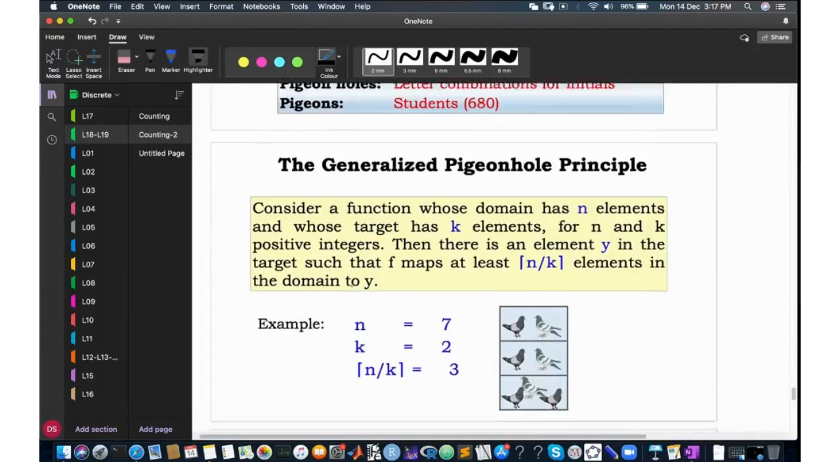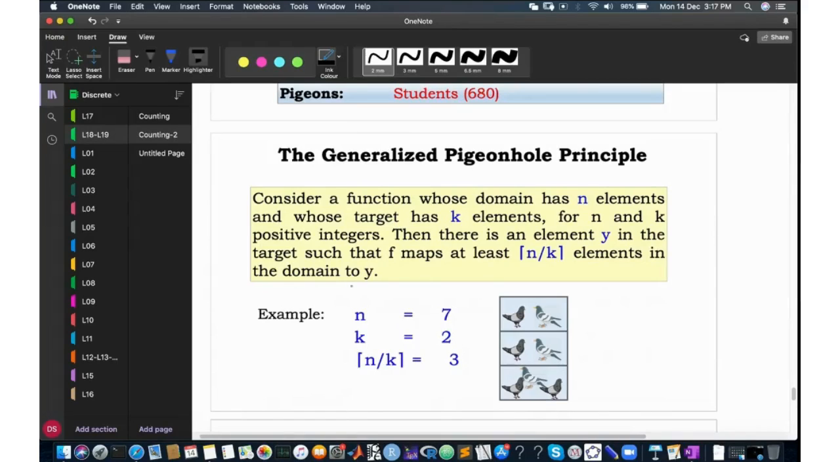So for example, if the number of pigeons is 7 and the number of boxes is 2, then we know that there is a box which contains 3. Oh no, what is that? Oh no. So here's the thing. This is stated in a different wording. Let me read it. Consider a function whose domain has n elements, whose target has k elements. Actually, it's fine. Forget about the figure.